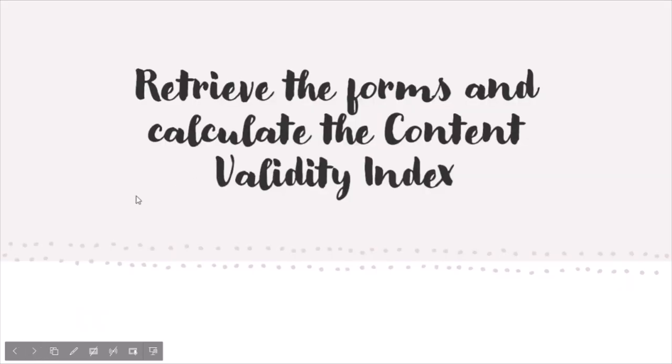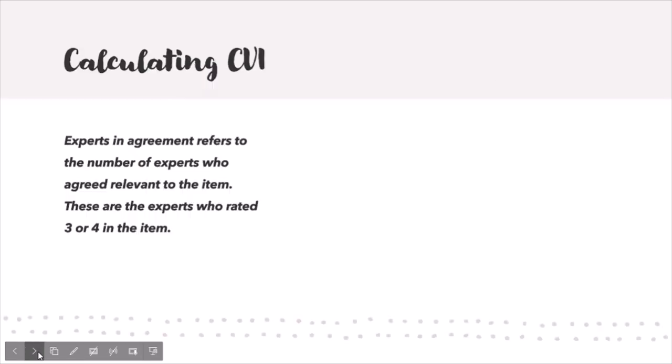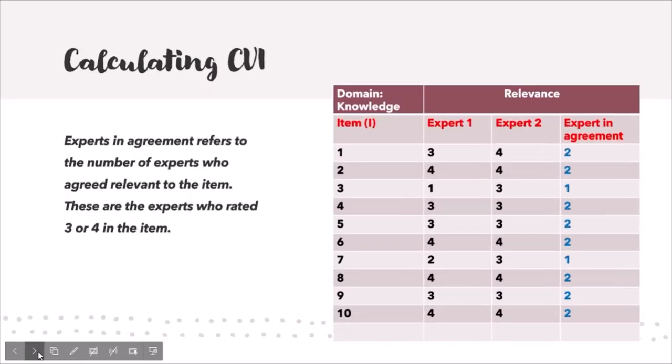Next, after you have given that to your expert, you will retrieve them and calculate now the content validity index. The next thing that you will do is you have to make a table like this. Here are your items in the first column. If you have 10 items, you write all items 1 to 10. And then under relevance, we have a column for expert 1 and a column for expert 2. Under expert 1, these are now the scores given by your expert on the degree of relevance to all your test items. And in this column under expert 2, here are now also the scores given by your expert in all your items in the degree of relevance.